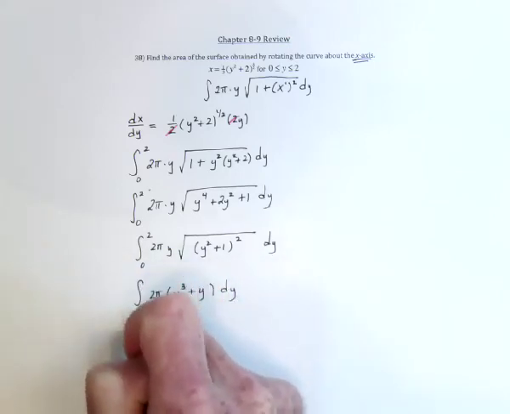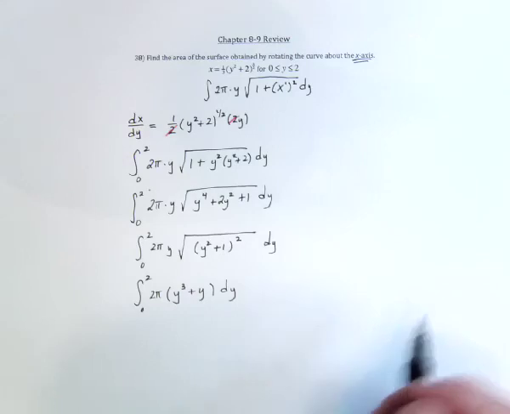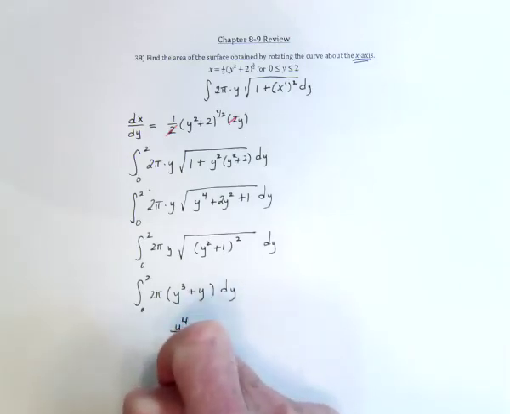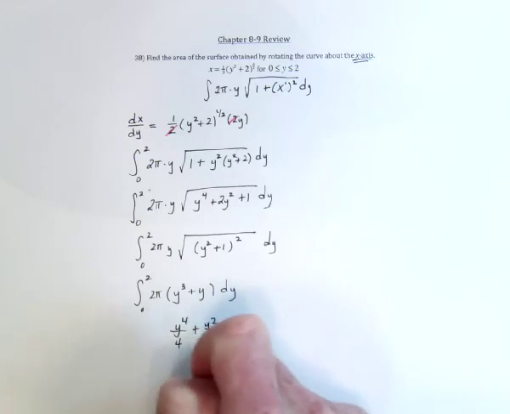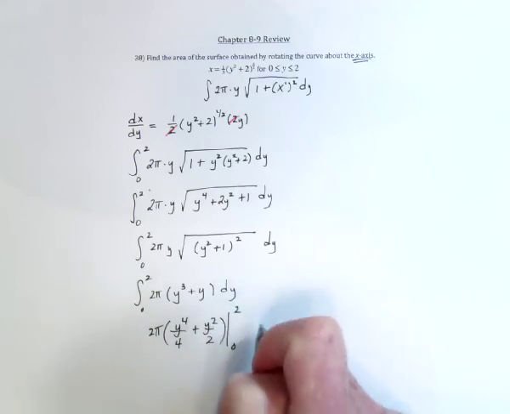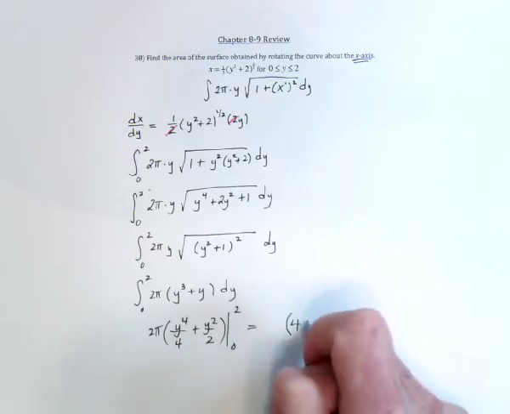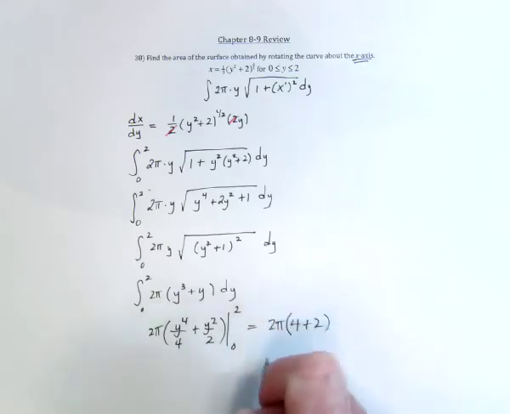And then, after all that algebra, it's time to integrate. So we would get y to the 4th over 4 plus y squared over 2, and then evaluate from 0 to 2. So the 0 is going to contribute nothing to this, but the 2 will be, this will be 16 divided by 4, and this will be a 4 divided by 2. And so we have the surface area is going to be 6 times 2 pi, 12 pi's.